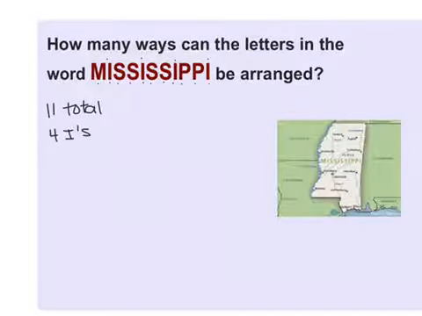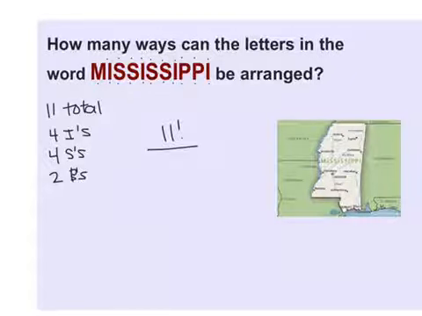Another repeat letter we have is S. So I have 1, 2, 3, 4 S's. And then another repeat I have is the P. I have 2 P's. So what we're going to do is the total factorial on the top. So 11 factorial divided by our repeats. I have 3 different letters that are repeating, so I need 3 different pieces in the denominator. Each of these is going to be a separate factorial. So I have 4 factorial for the I's, 4 factorial for the S's, and 2 factorial for the P's.